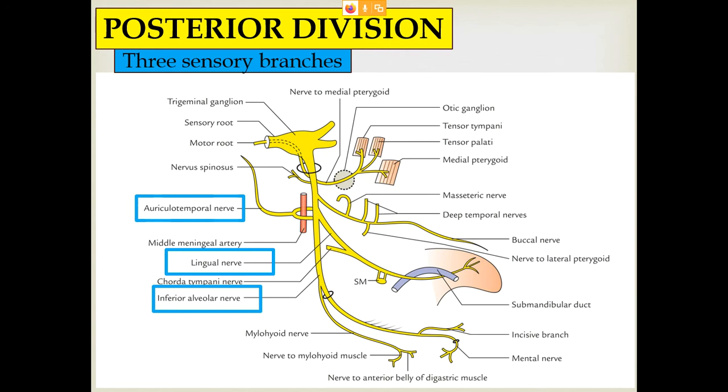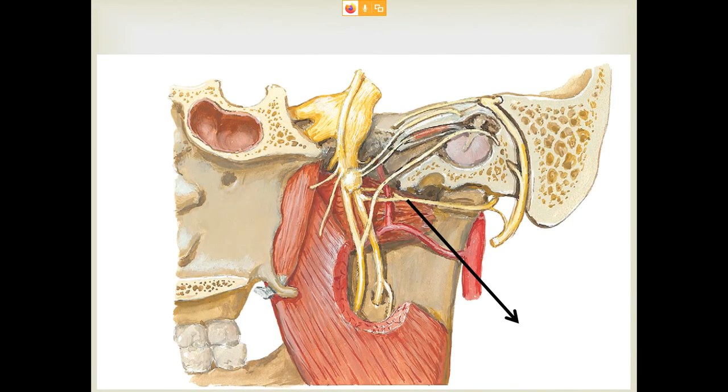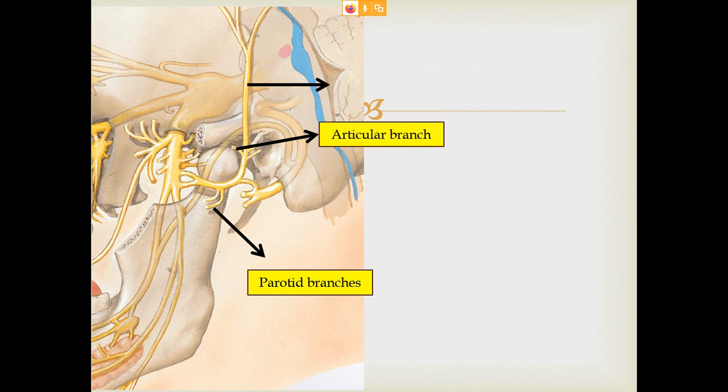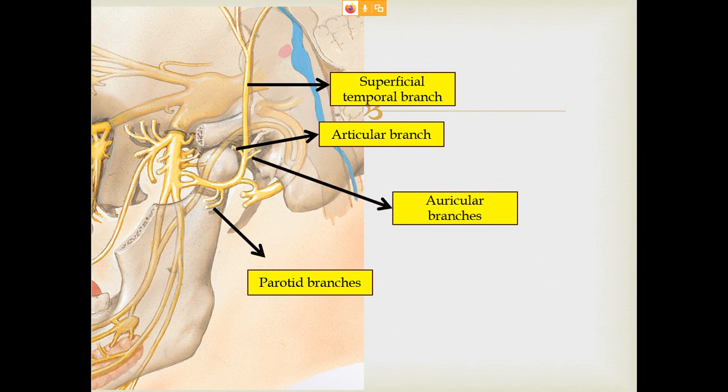That is about the three branches of the posterior division. Here you can identify the auriculotemporal nerve, and you can see how it is extending upwards. These are the parotid branches coming from the auriculotemporal. This is the articular branch. Then you can identify the superficial temporal branch, and these are the auricular branches.